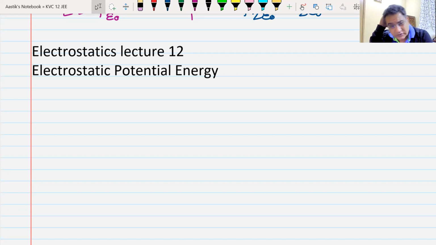Electrostatic potential energy. Now, what do you mean by this electrostatic potential energy? Can anyone tell me? If I take out this word electrostatic, it just becomes potential energy. So it could be gravitational potential energy, it could be spring potential energy, it could be electrostatic potential energy. These are the three types of energies that we are going to encounter in our discussion. What do you mean by electrostatic potential energy? Let me start again. Anyone, any idea?